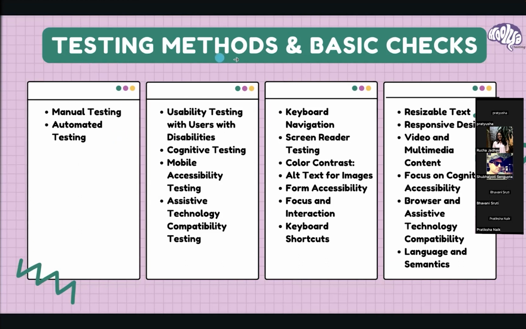And that's why I have brought this topic about testing methods and basic checks that we can do at the testing level. And if it is good to go, yes, we can always appreciate it. If it is not, there are some changes needed, we can always raise an alert back. Right? And first, the testing methods, manual and automated testing. Let me speak about manual testing first.